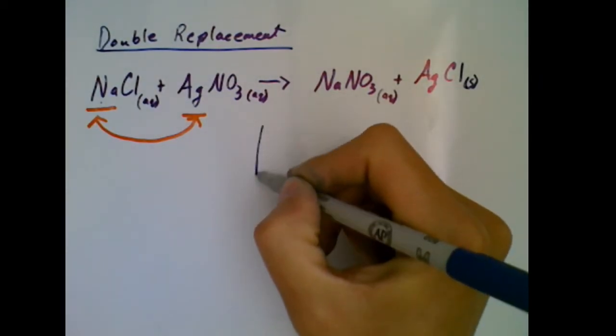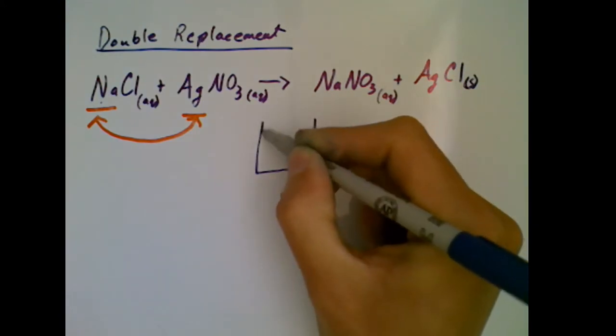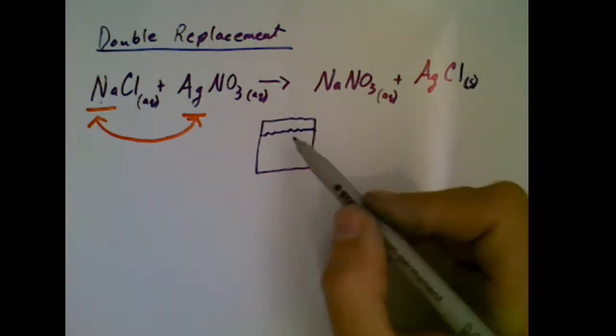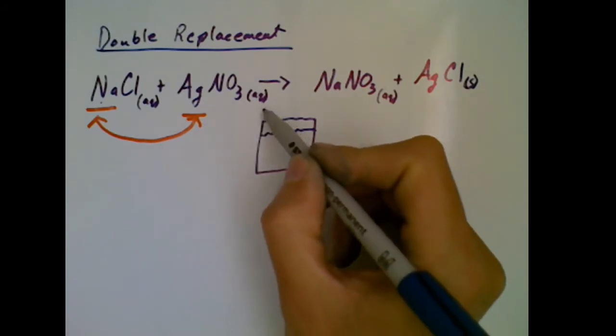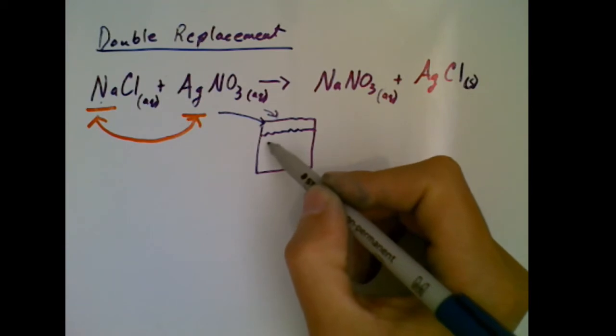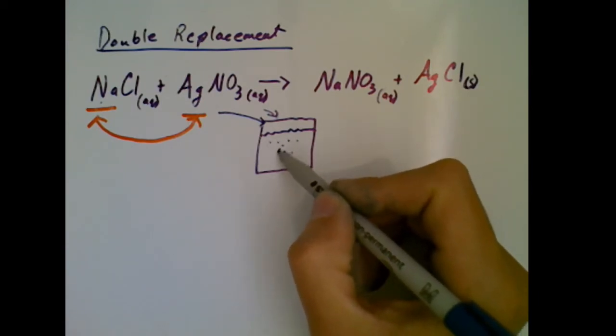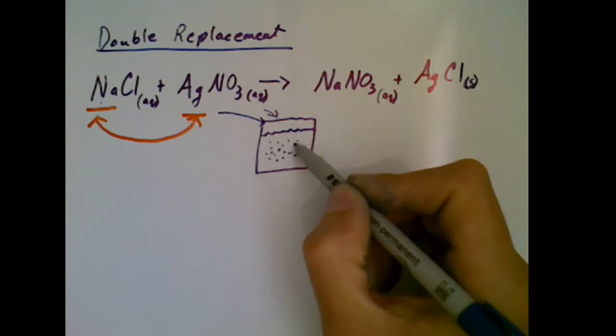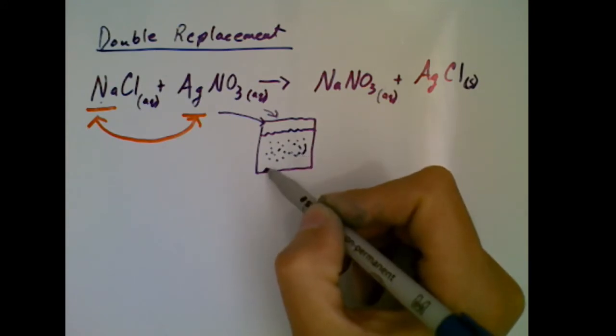What you would end up seeing inside of the container, so if this was my beaker and I had my liquid in here and I mix both of my reactants into the solution, you would actually start to see little drops of solid, and chances are it would get very, very cloudy.